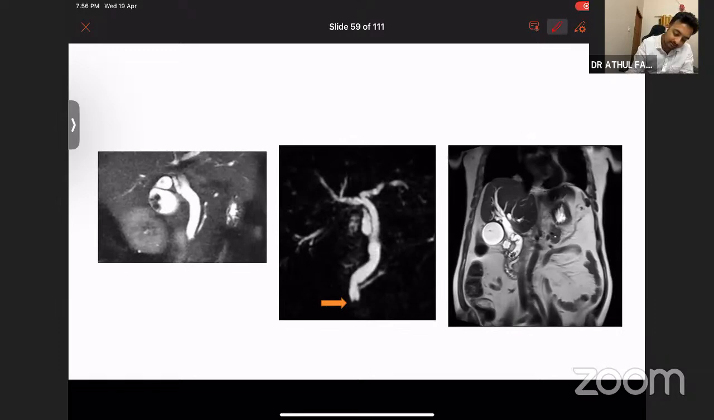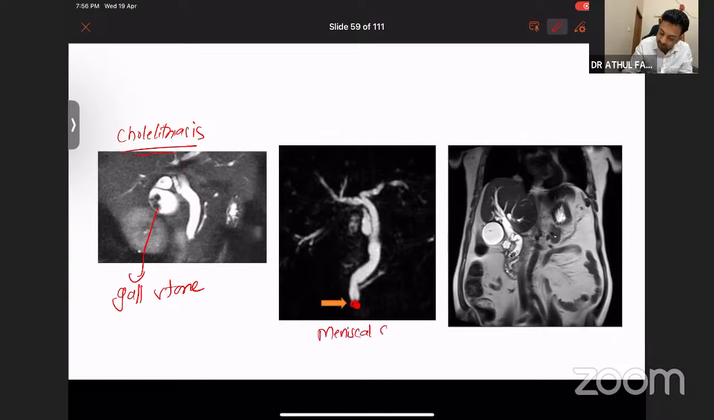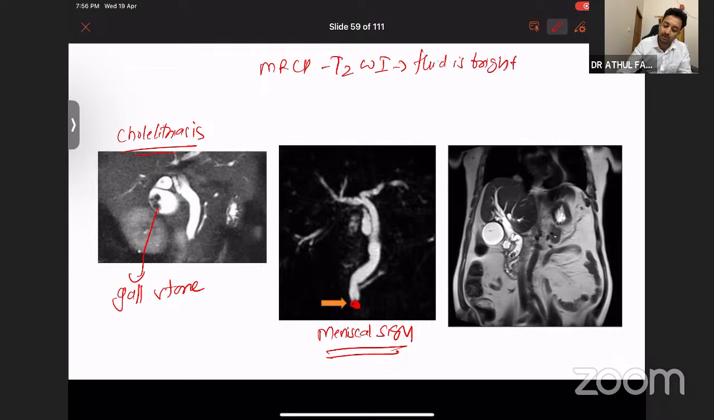Another important thing is this is cholelithiasis. See, this is the gallstone. This is the MR image showing cholelithiasis. Here there is a stone, giving the classical meniscal sign in MRCP. So MRCP, remember, it is T2 weighted, so the fluid is bright. Also, it helps you to find the anatomy of adjacent structures. See, this is the liver. This is the gallbladder, bowel loops. So while doing this MRI abdomen, you will be able to see the entire anatomy there. If there are any lesions in the pancreas or anything else, you will know.